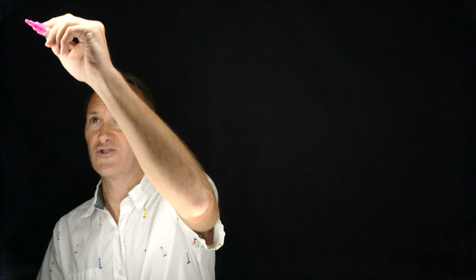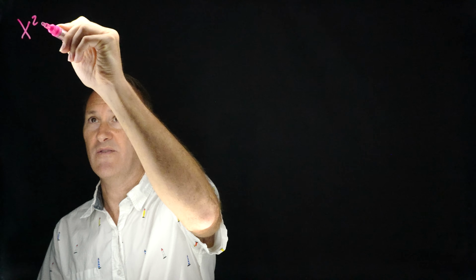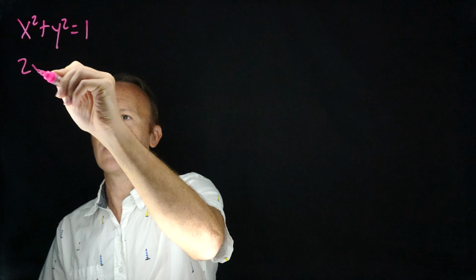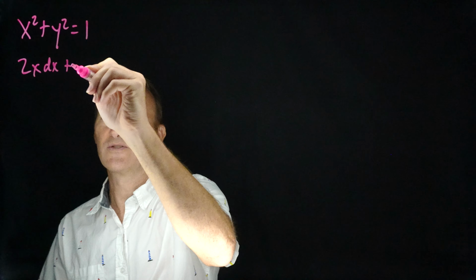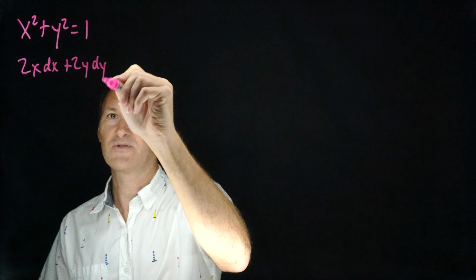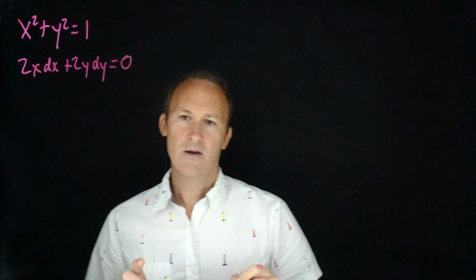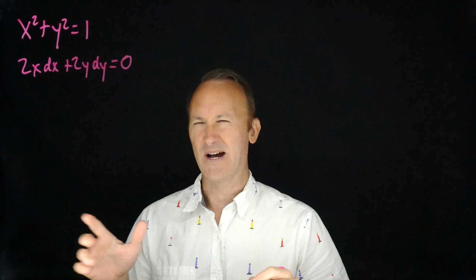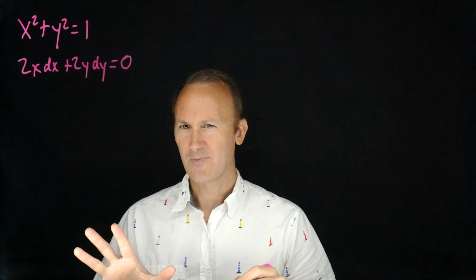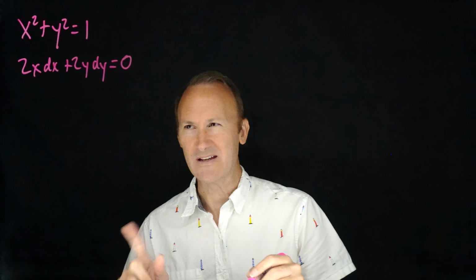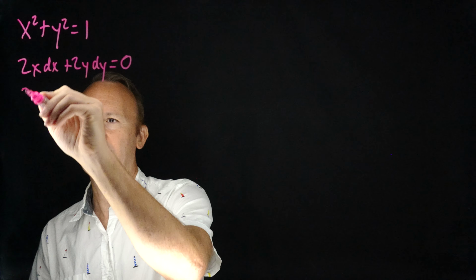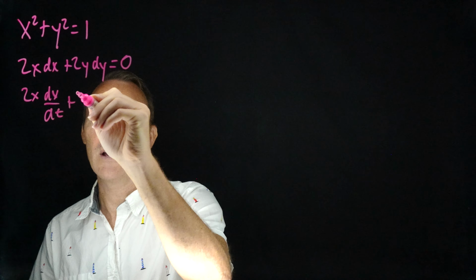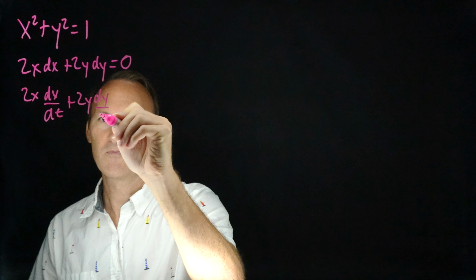We used implicit differentiation to show that if you have x squared plus y squared equals 1, you can take the derivative and get 2x dx plus 2y dy equals 0. Now, can we do something like divide this all by dt? Maybe. Okay, if we did that, we'd have 2x dx/dt plus 2y dy/dt equals 0.